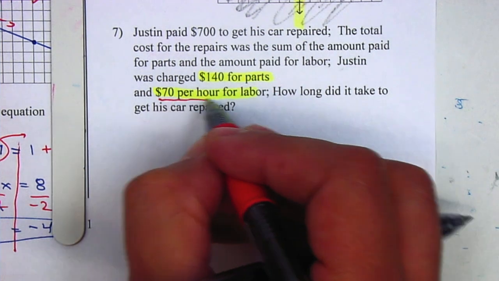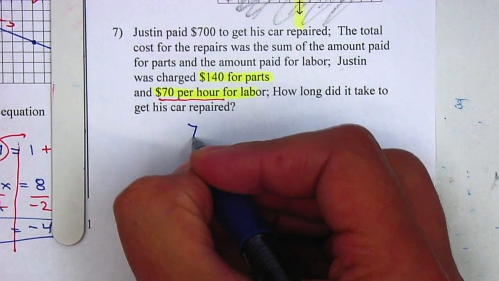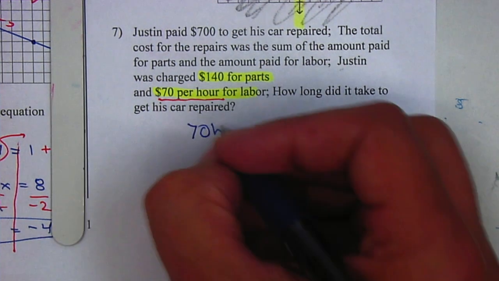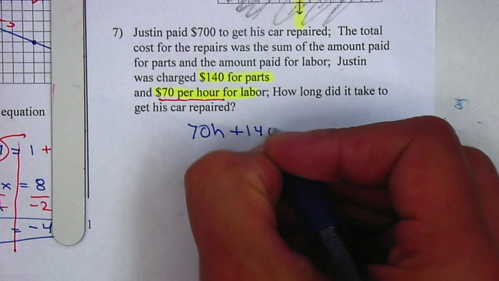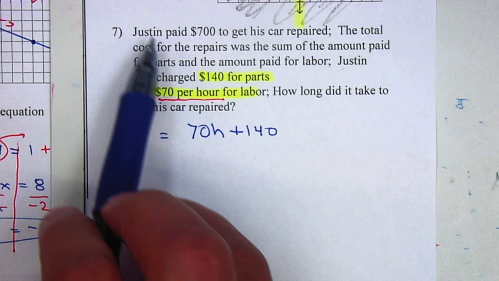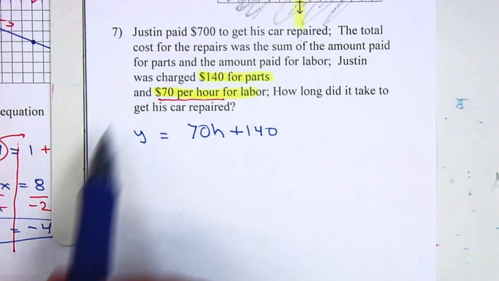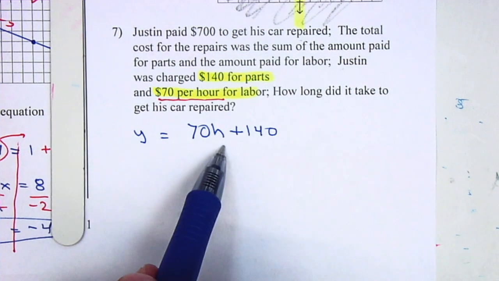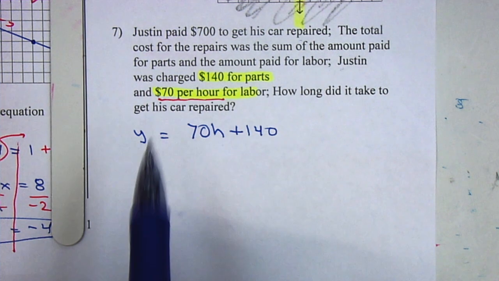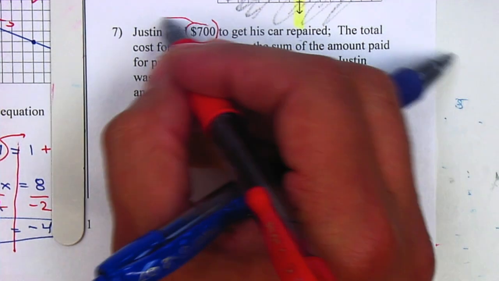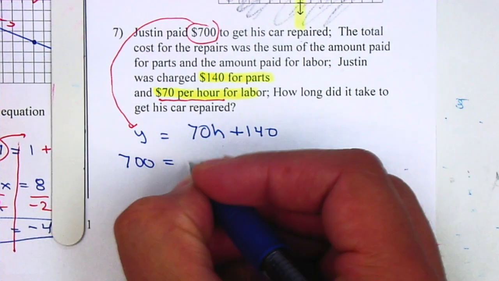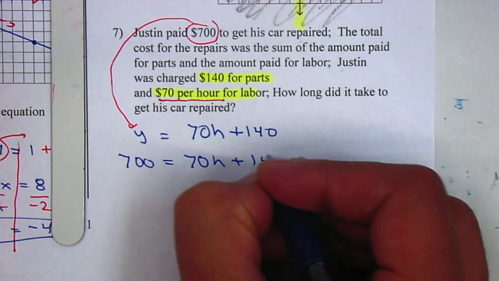We have $70 per hour. So it will be $70 for every hour plus your initial fee, which is $140. That'll be y is equal to. Now it says Justin paid $700 to get his car repaired. That will go into the y or into the h? Correct. That'll be the y because the y corresponds to how much money they're going to charge you. That'll be 700 is equal to 70h plus 140.